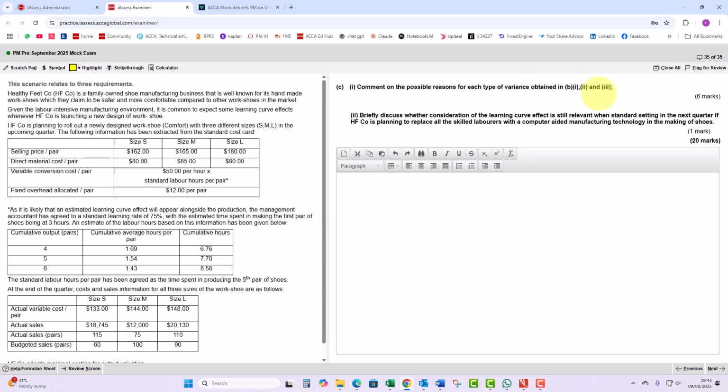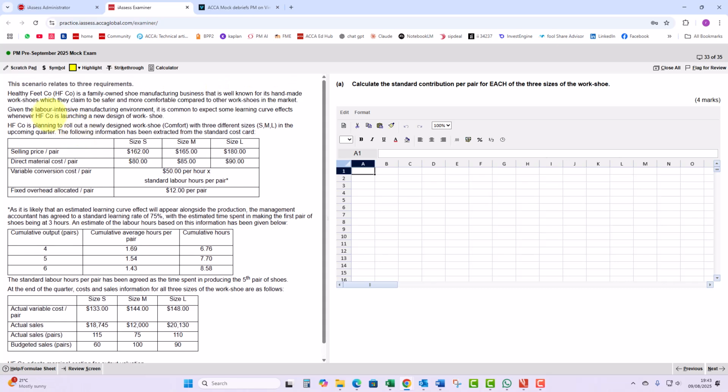Well, there are 3 types of variances for 6 marks, so we can probably estimate 2 for each. And then briefly discuss whether consideration of learning curve effect is still relevant when standards set in the next quarter, if their plan is to replace all the skilled labourers with computer-aided manufacturing technology in the making of shoes, and that's 1 mark. Let's take a look at the scenario we're given.